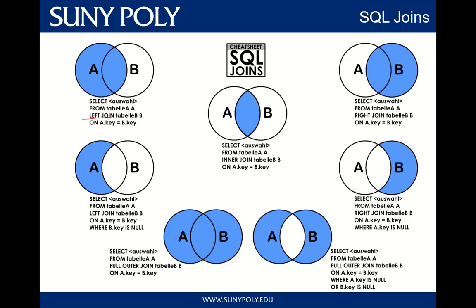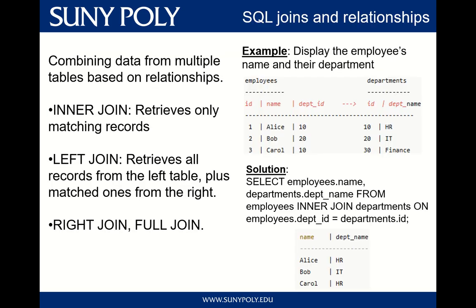We also have a full outer join, for when we want to join the two tables completely. And we have some options when we use null and things like that. So let's go over some more specific examples. Let's combine two tables now. So remember, inner join retrieves only matching records. Left join returns all records from the left and the matching ones from the right.